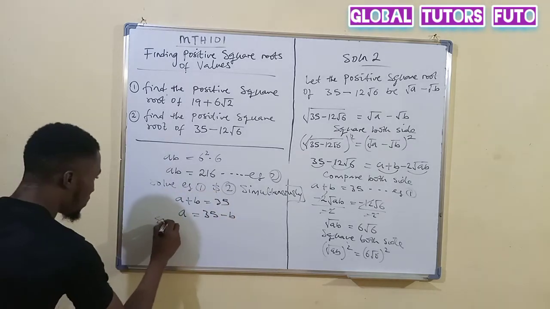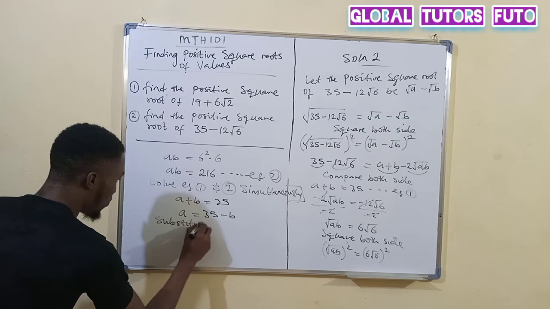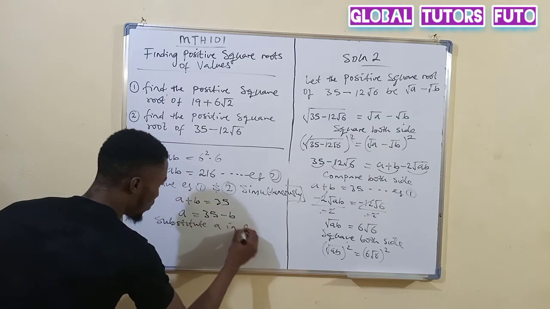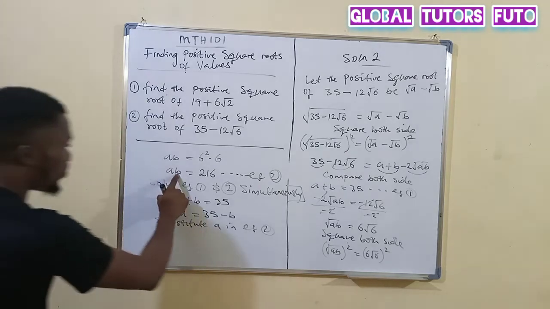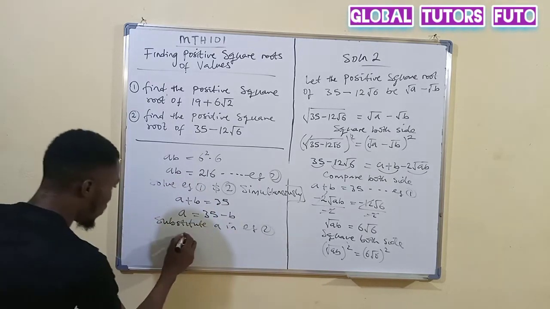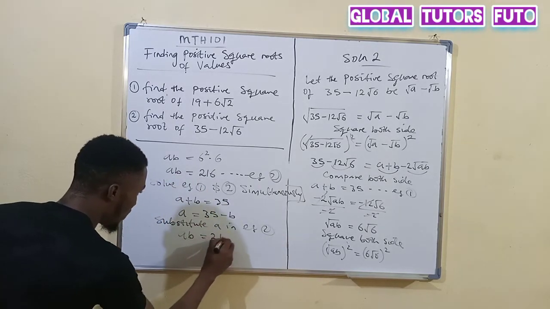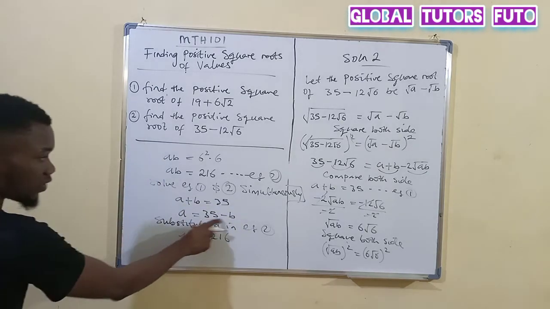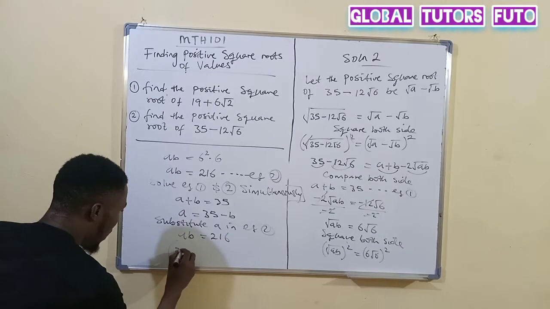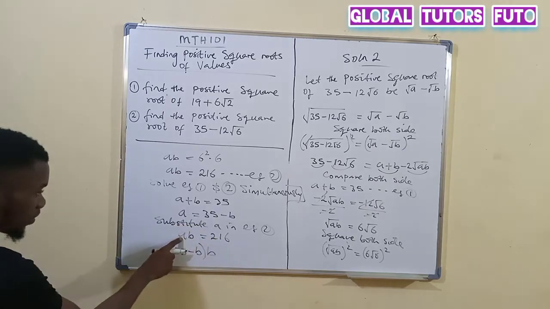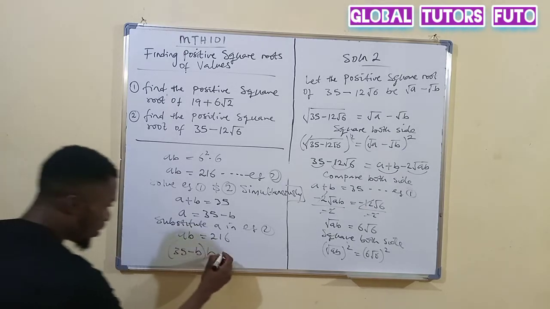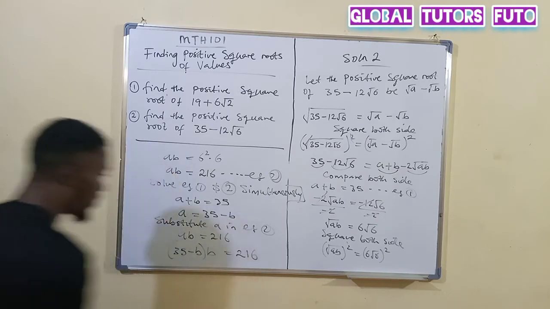So substitute A in equation what? 2. Substitute A in equation 2. So equation 2 is AB is equal to 216. So what is A? Our A is 35 minus B. So we have that 35 minus B, bracket B, 35 minus B times B is equal to 216.